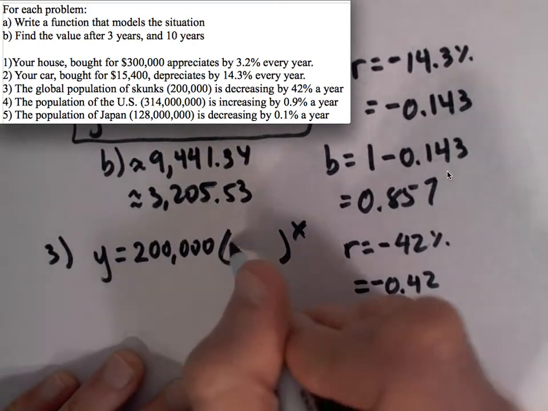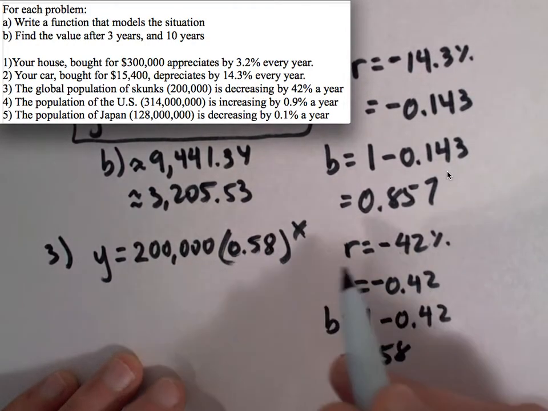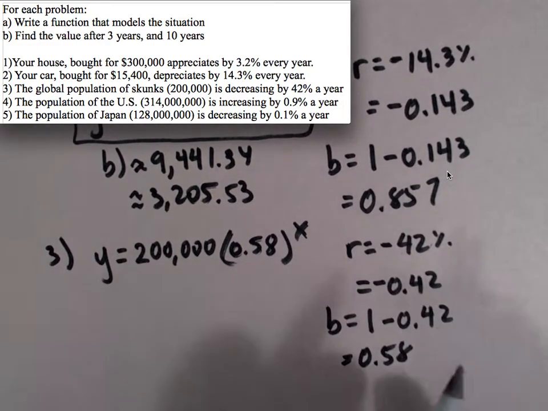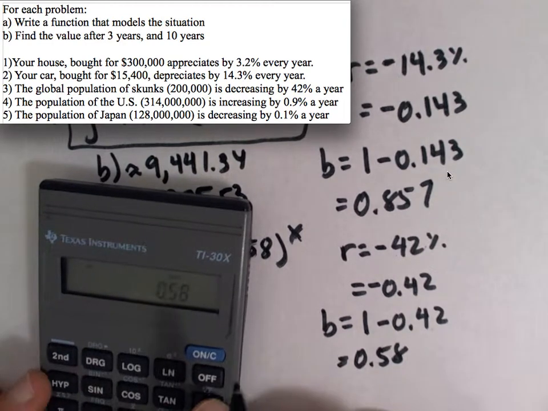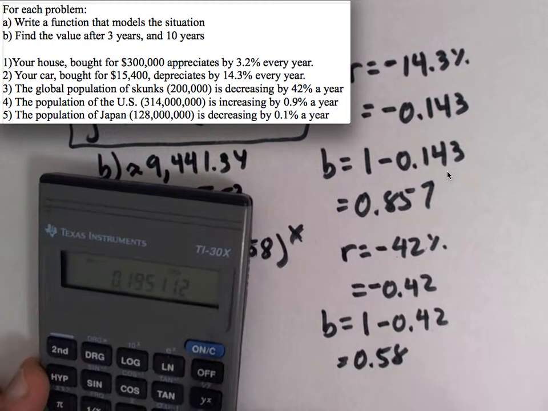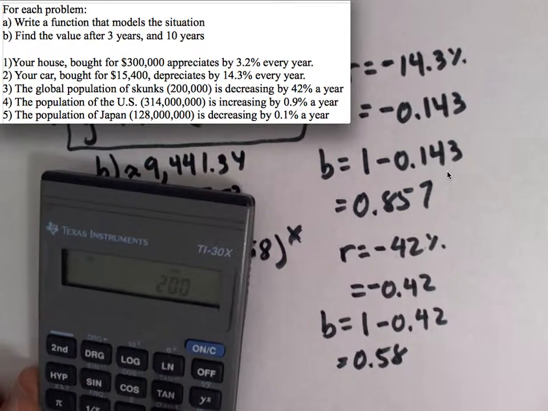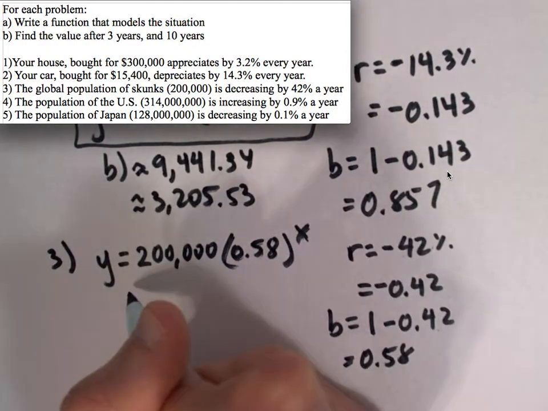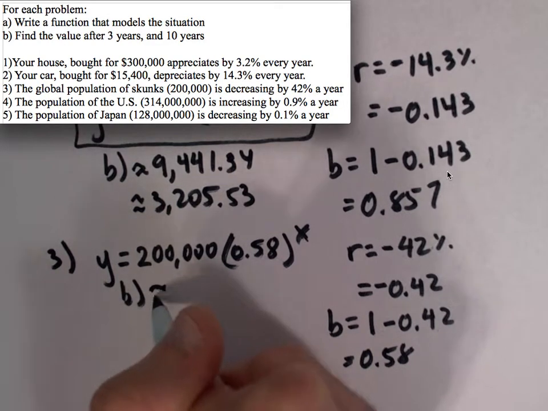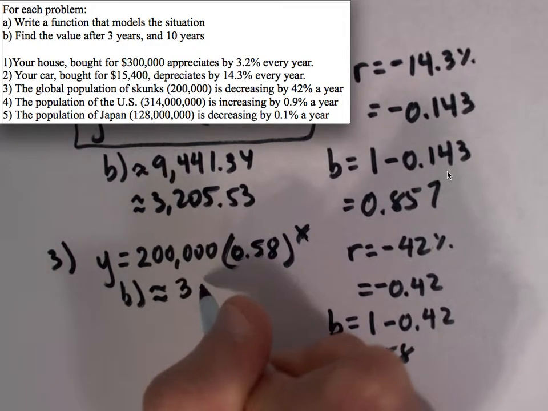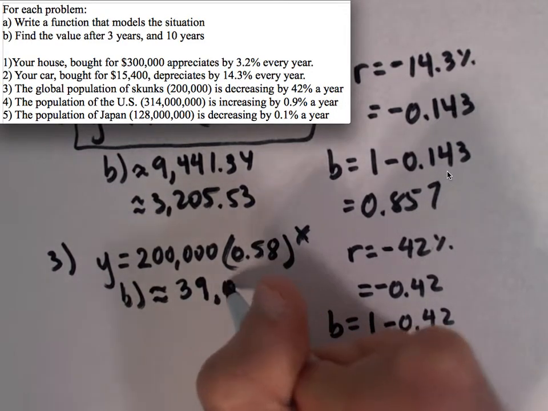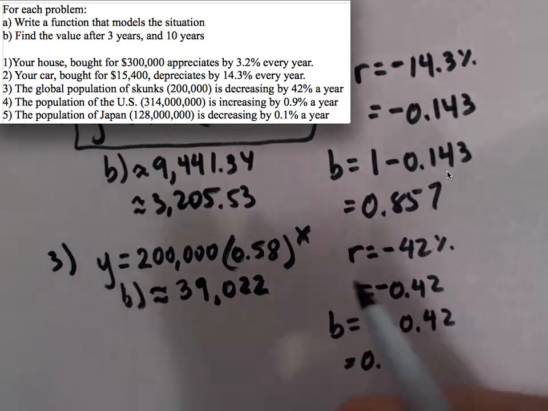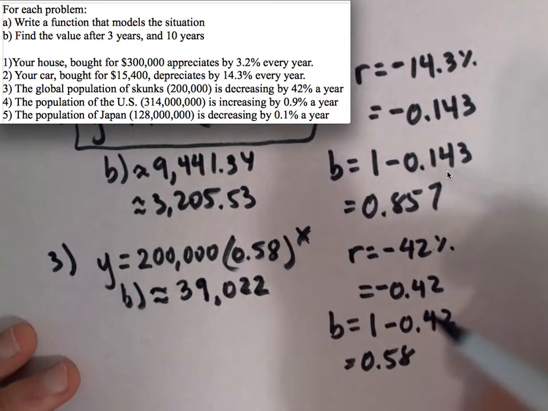So 0.58 to the x. Okay, and let's calculate after 3 years. So put x equals 3 here. So 0.58 to the third power. Multiply that by the initial population of 200,000. There it is. So you have approximately, part B, we'll round this because you can't have fractions of a skunk, 39,022 skunks left over. 39,022 skunks.